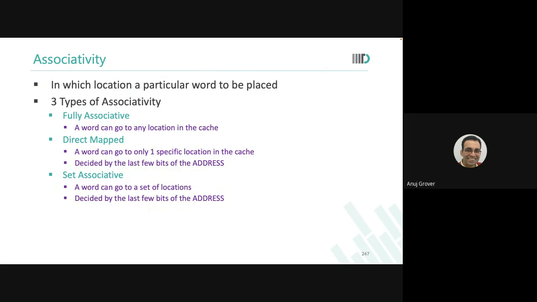Are you with me? So associativity, as we say over here, is about which locations my particular word could be placed in. Is there only one location, which is the case in direct map, or multiple locations: 4 places, 2 places, 8 places? That is the size of your associativity. Or is it fully associative, anywhere inside the map?